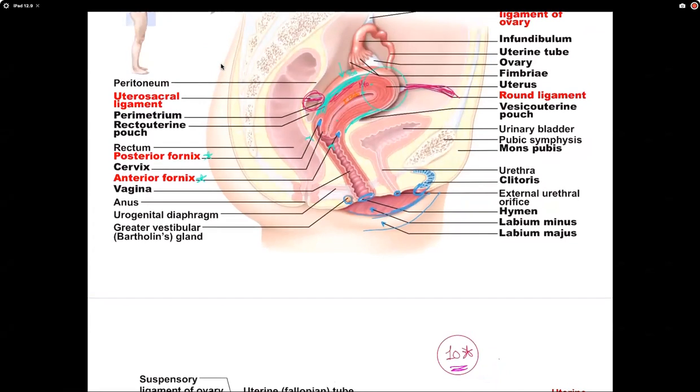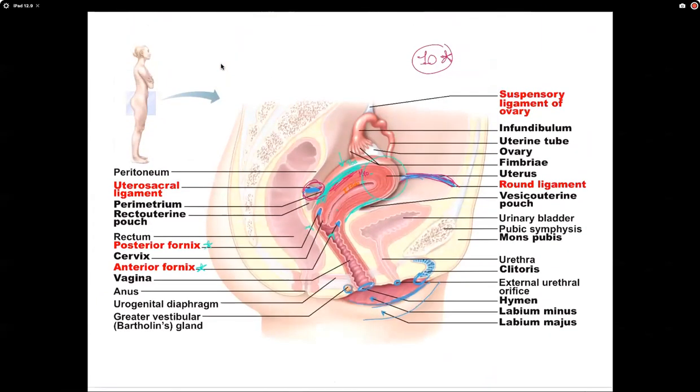There's a uterosacral ligament on here, and the round ligament, holding the tube in its place. It's the uterosacral ligament.